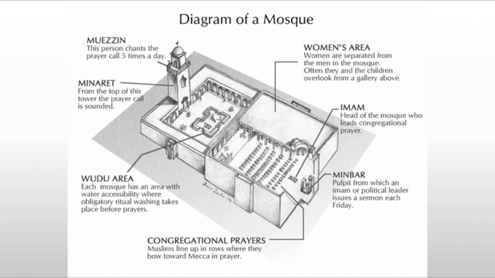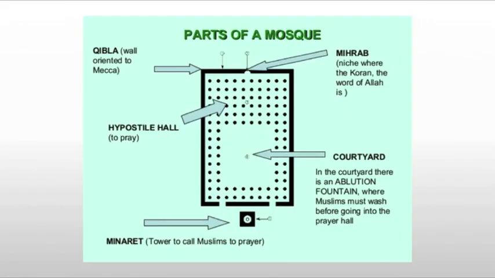There's going to be an imam, the head of the mosque, who leads the prayer. He's going to be up front. There's going to be a minbar, which is the pulpit from which a sermon is issued. So it's a pulpit just like in the Western tradition. There's also going to be a mihrab, which we will get to in a moment. And then in this hypostyle hall, you're going to see congregational prayers being given. So this is where people would go if you wanted to go to the mosque to pray. Under certain circumstances, they may also use the courtyard for such purposes.